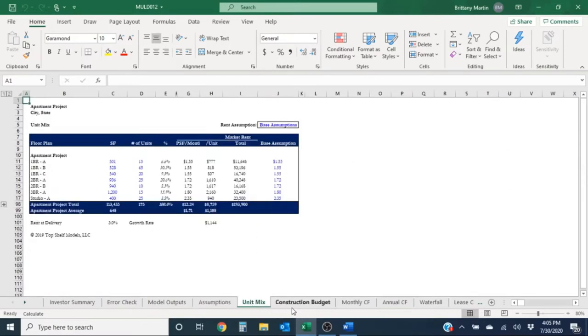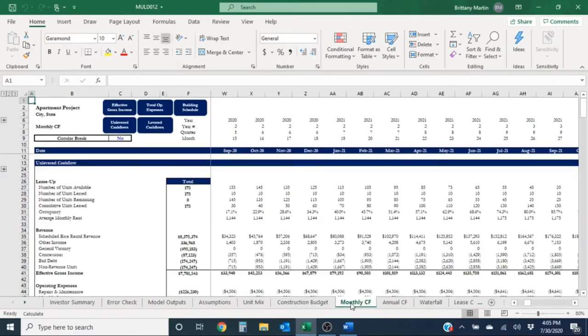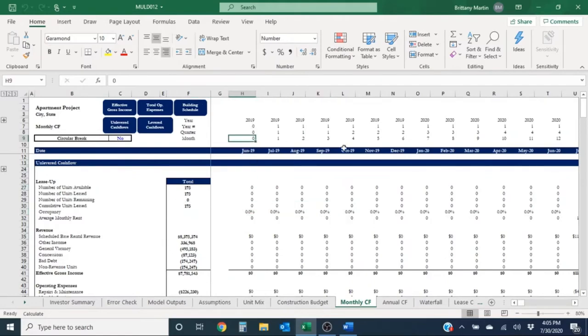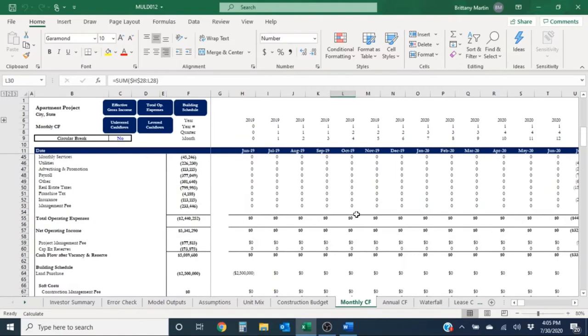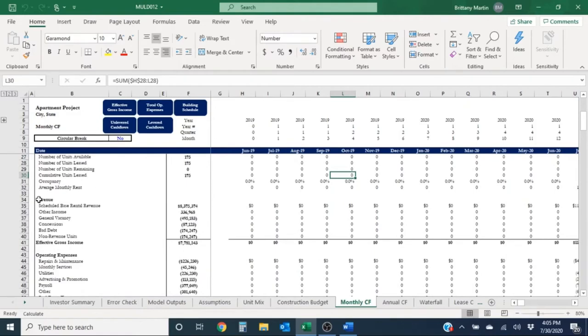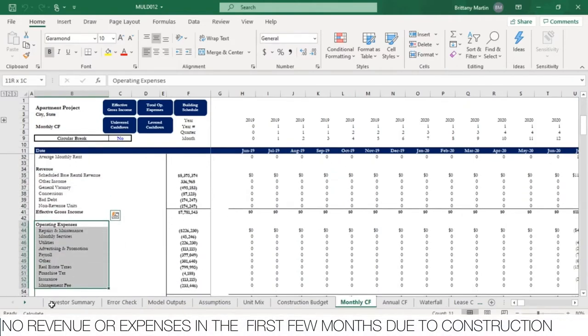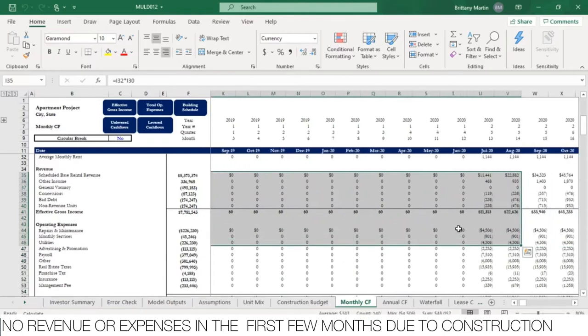So we have our unit mix, construction budget, and then our monthly cash flows tab, which is ultimately the most important tab. So we have our unlevered cash flows. Let's go out here to month zero. First you'll notice there's a bunch of zeros on the tab. Don't be alarmed. This is a development project, so we will not have any revenues or really expenses during the first few months due to construction.